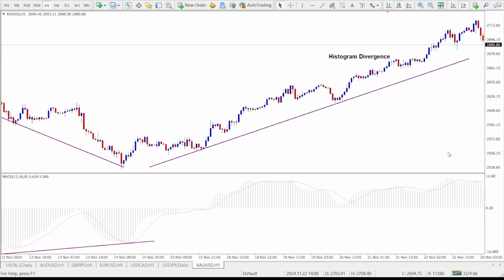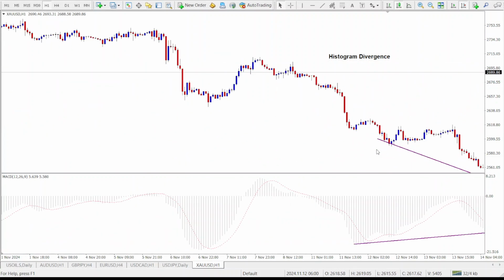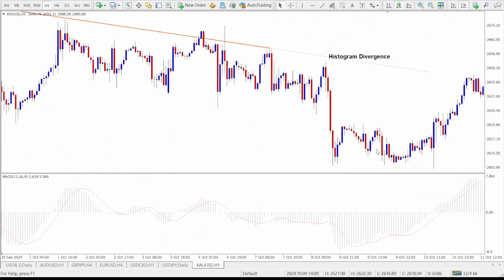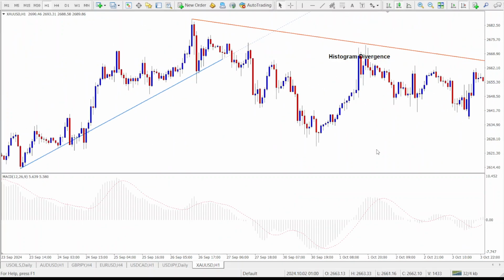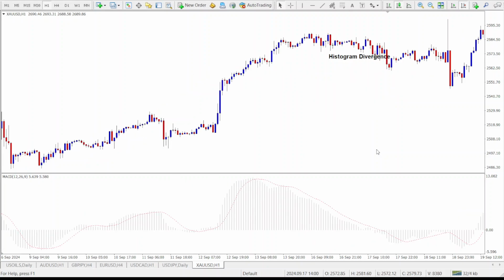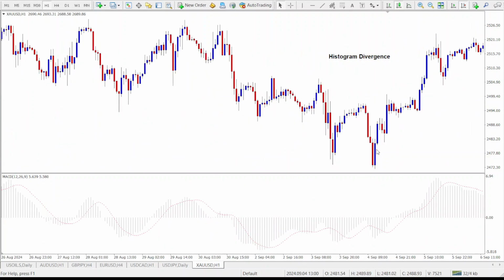Now let us talk about bearish divergence. Let's see if we can spot a bearish divergence real quick. Bearish divergence basically is the opposite of the bullish divergence.